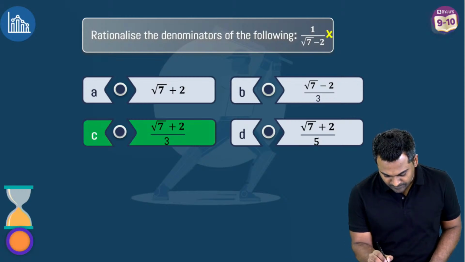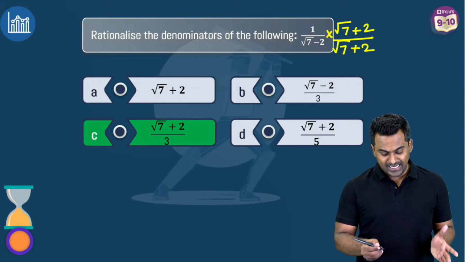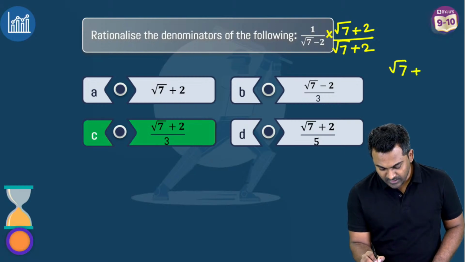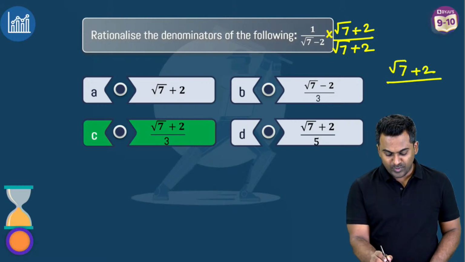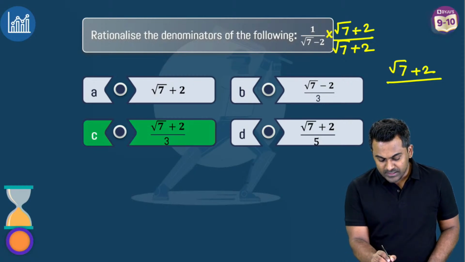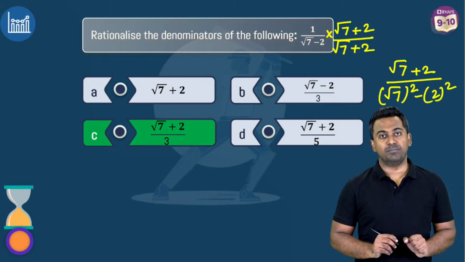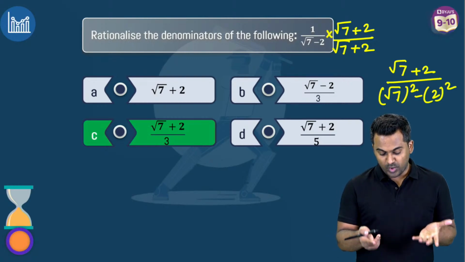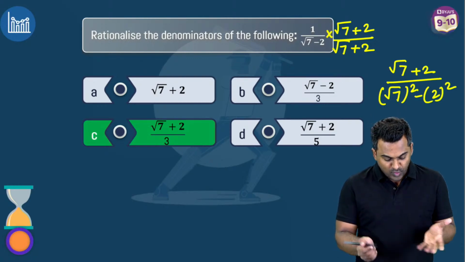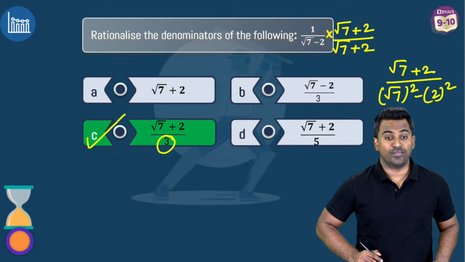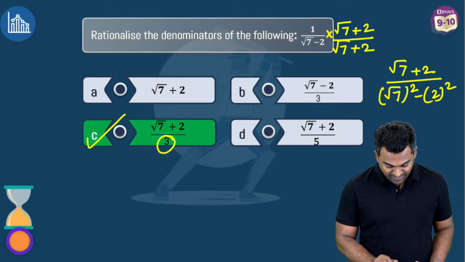Look, multiply this with root 7 plus 2 divided by root 7 plus 2 as well, right? The numerator becomes root 7 plus 2 divided by, because 1 multiplied with anything is the same thing. The denominator is in the form of A plus B multiplied with A minus B. So that's going to be A square minus B square. So this is going to be what? Root 7 whole square is 7, 2 square is 4, and that's how you get a 3 in the denominator. Is that clear now? Have a proper look at the solution.